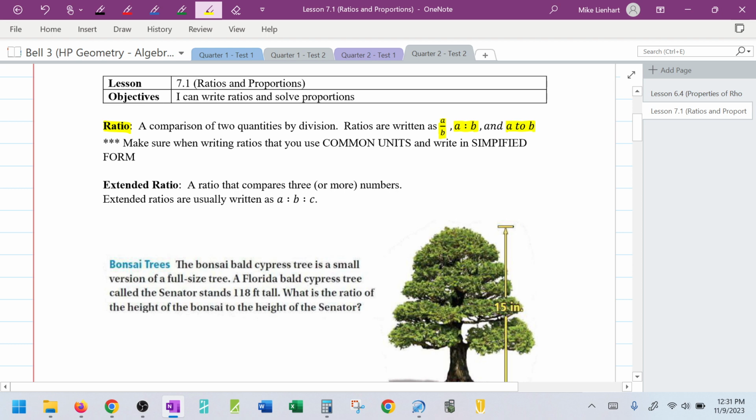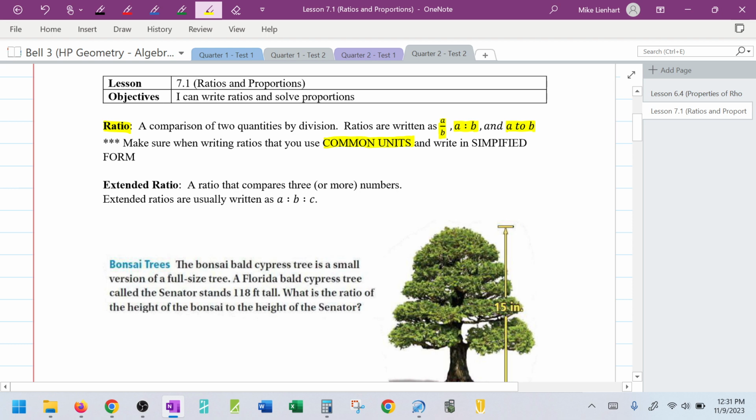The most common mistake that people make about ratios is they don't make sure that they're using common units. And that's what we're going to be looking at here in a second. When you use common units, you've got to also make sure that you simplify the fractions if necessary.